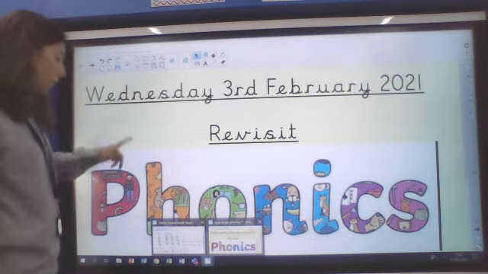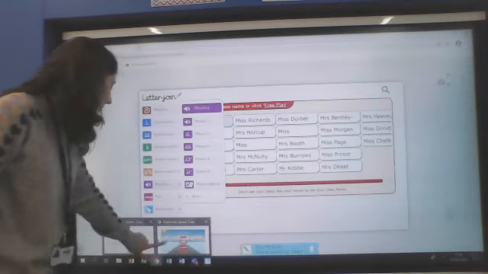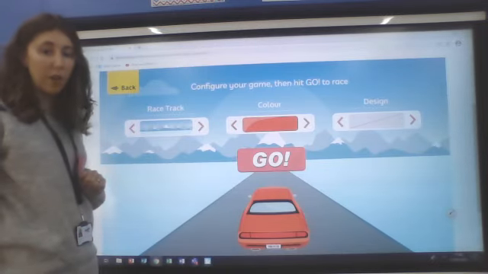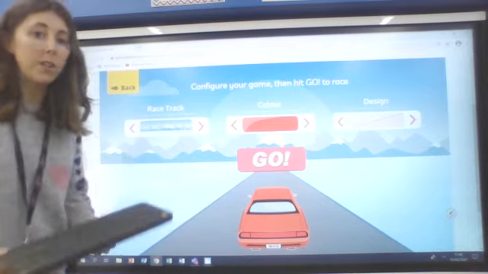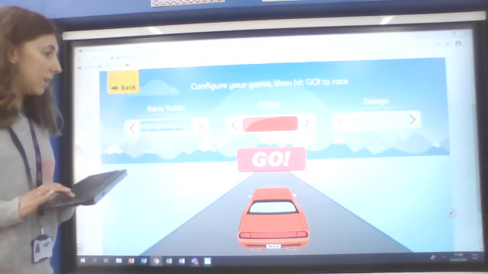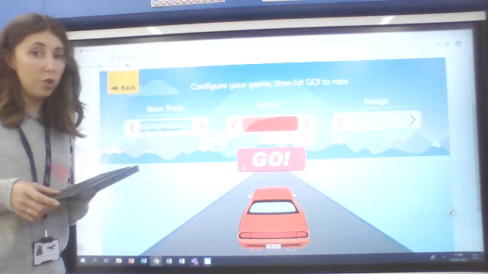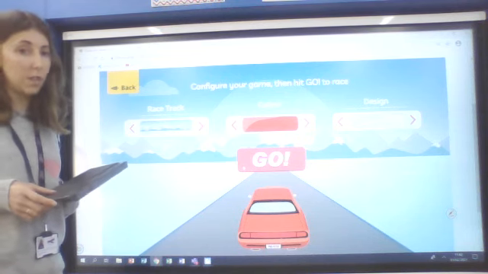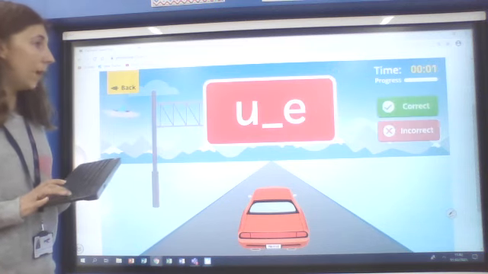Okay, so first job is going to be having a little look and practice at our phase 5 graphemes. Okay, we're going to have a little think. I'm going to have a go at saying the sounds, and then we'll look at our flashcards after for the alternate ways of making some of the sounds that we know. Okay, so you have a go at saying the sound before me.